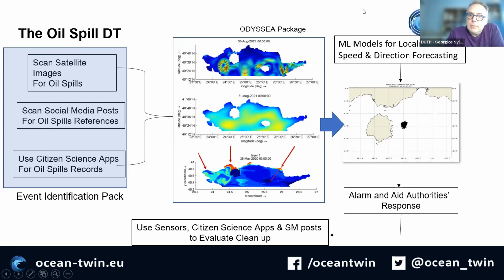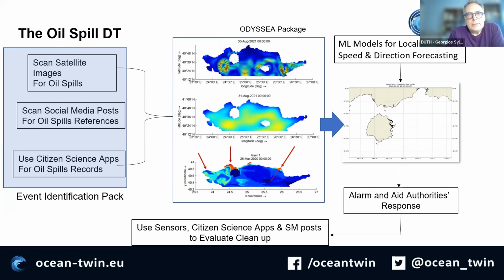We also develop another algorithm. We just finished the publication, which will appear soon, on machine learning models for the forecast of localized wind speed and direction. It will really speed up the processes, because in the past we were using downscaled meteorological models. Now we will substitute that with machine learning algorithms. We are doing this in order to alarm the authorities and to aid them in their response and the mitigation of these events. And then we intend again to use the citizen science and social media evaluation in order to see the response of people in the cleanup operations and the mitigation by the authorities.